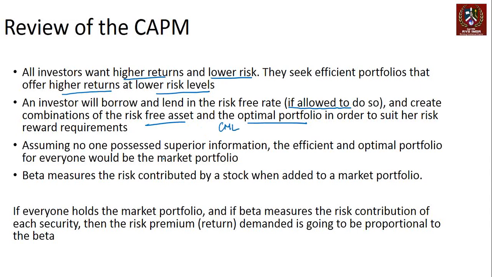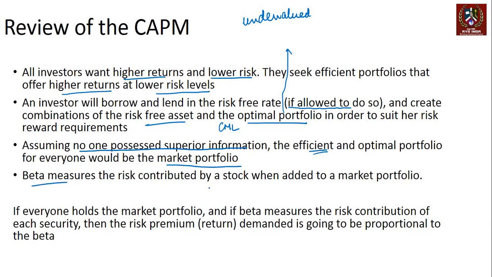Now, ideally, what is the optimal portfolio? I would want to buy undervalued securities where I have information that these companies will do well. But if no one possessed superior information, which is the fact that everyone has the same information about a set of stocks, then everyone will tend to go and buy the entire market portfolio. The efficient and optimal portfolio for everyone would be the market portfolio, right? So we reach a claim where everyone is holding a market portfolio as a diversified investor.